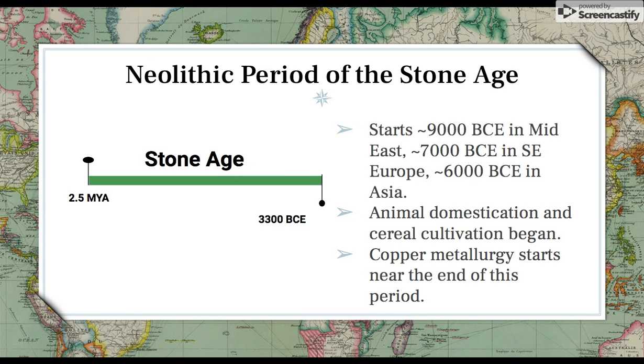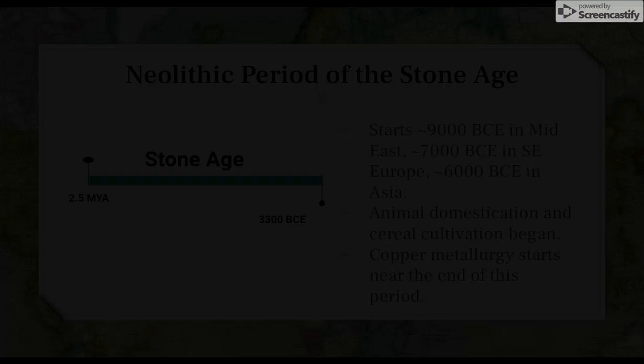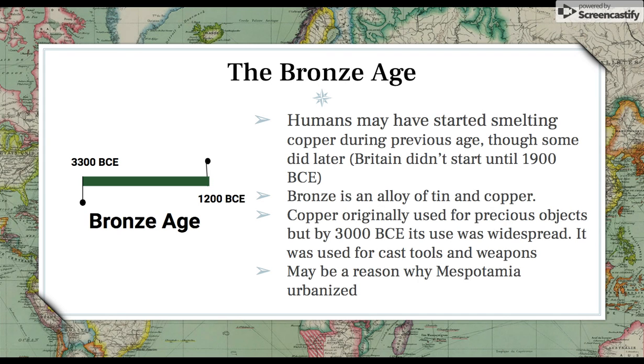Roughly, again, in the Middle East, it would have been earlier, around 9000 BCE, spreading all the way to 6000 BCE in Asia. Now, of note is that copper metallurgy actually does start near the end of this period, but really we don't see massive uses of copper at this point. The Bronze Age is when we do. So humans had actually, like I said, started smelting that copper in the previous age, although some did later, like, again, Britain, way later. They didn't start until 1900 BCE.